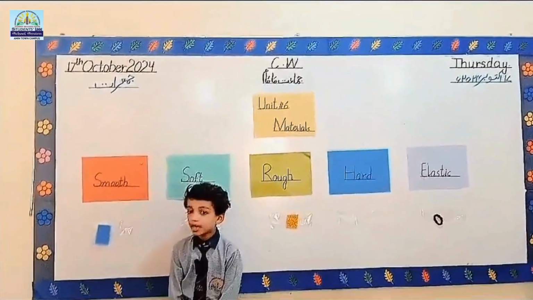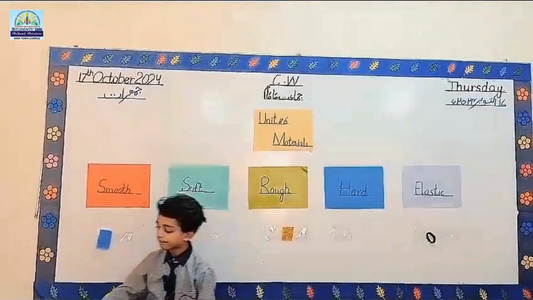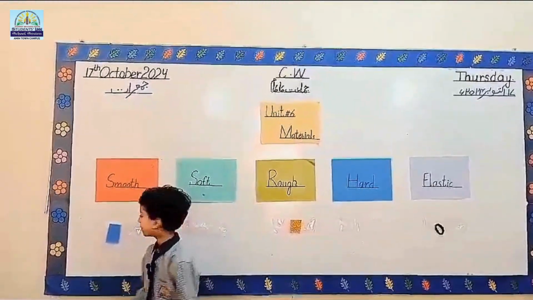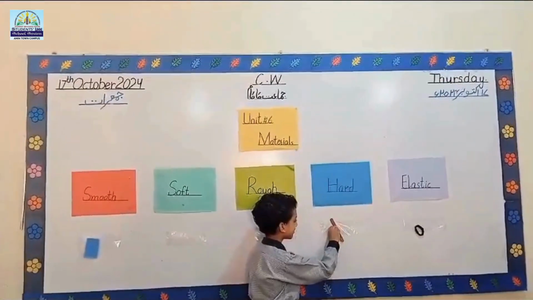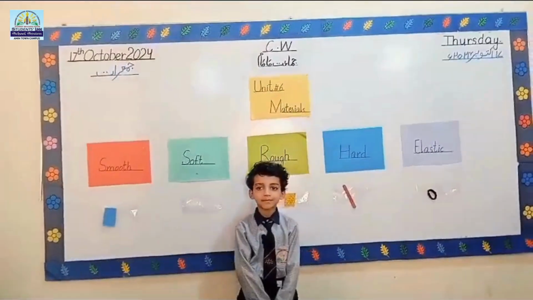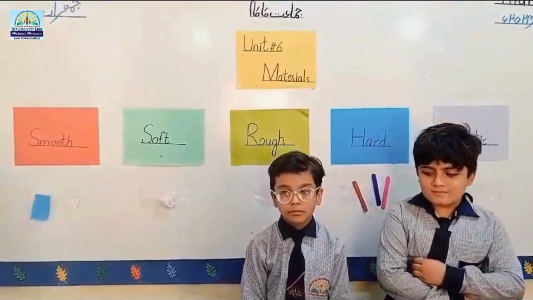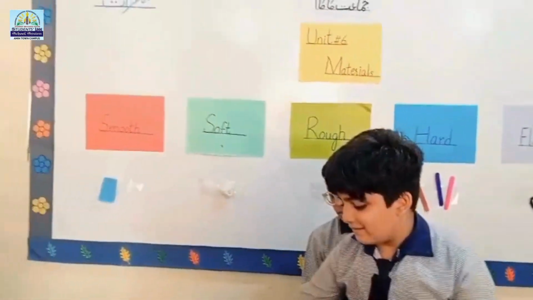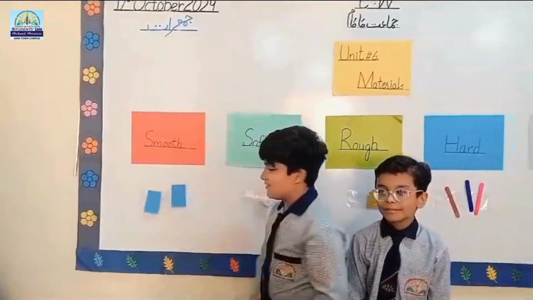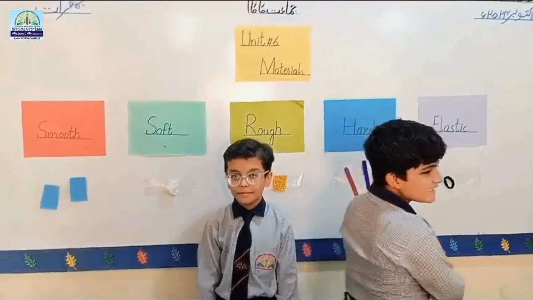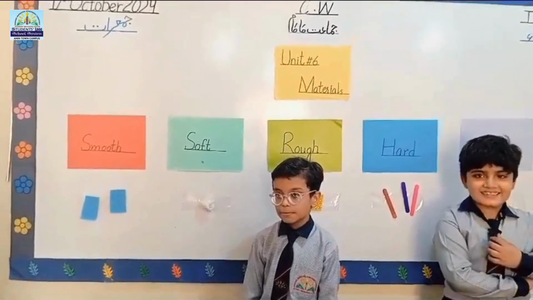My name is Ibrahim. I read in class 1. The topic is material. Okay, Ibrahim, face any hard material. Shams, pick any smooth material from the bowl and paste it. Sufyan, pick any soft cheese from the bowl and paste it on the soft.